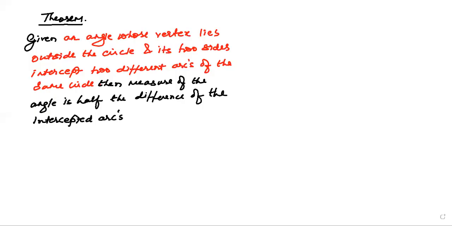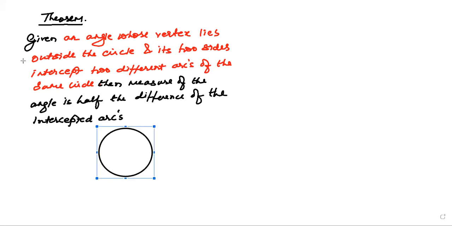Try to understand. Let's have a look at this. Given an angle whose vertex lies outside the circle and its two sides intercept two different arcs of the same circle. Again, what I've written in red, try to read it. That means it should be like this, children. If you give a thought for it, you can understand this, okay? It should be like this.